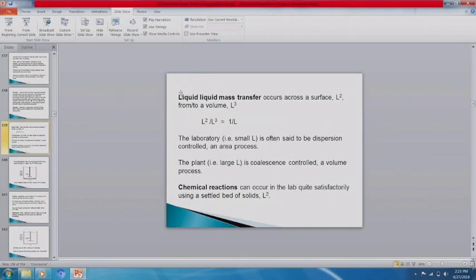Liquid mass transfer. We have L squared. In liquid mass transfer, we have to recognize that L squared represents the dispersion process and L cubed represents the coalescence process. So we have dispersion versus coalescence. That's 1 over L. And you quickly find out laboratory studies are often said to be dispersion controlled or area processes. It's because the L is small for a laboratory. When you go to a plant, L is large and coalescence is controlling.